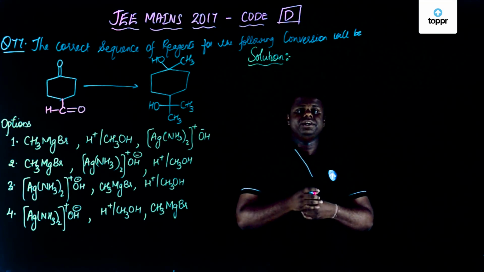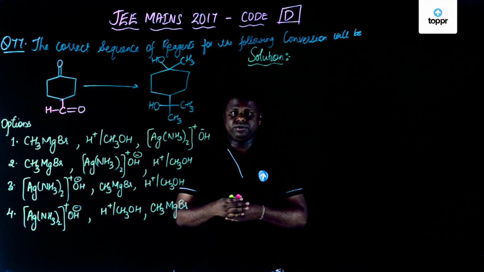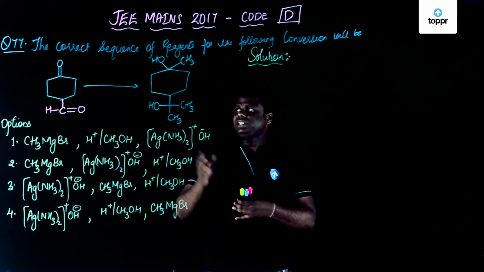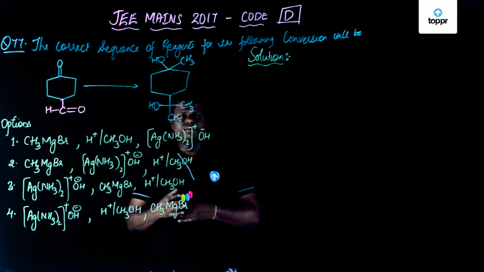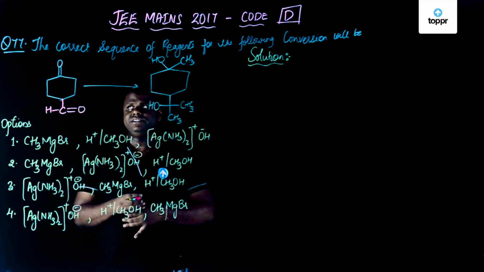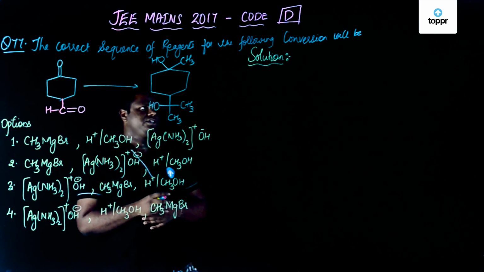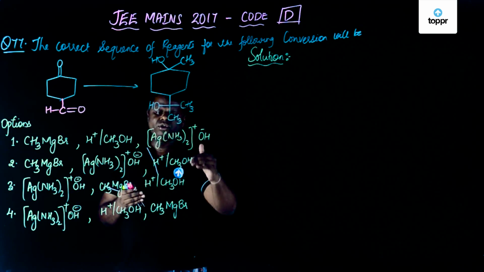Now let's move on to the video solutions for JEE 2017, and the code which we are going to discuss is code D. So let's begin with the organic chemistry question. You have a particular compound over here and the question says: the correct sequence of reagents for the following conversion will be, so you have been given 4 options.